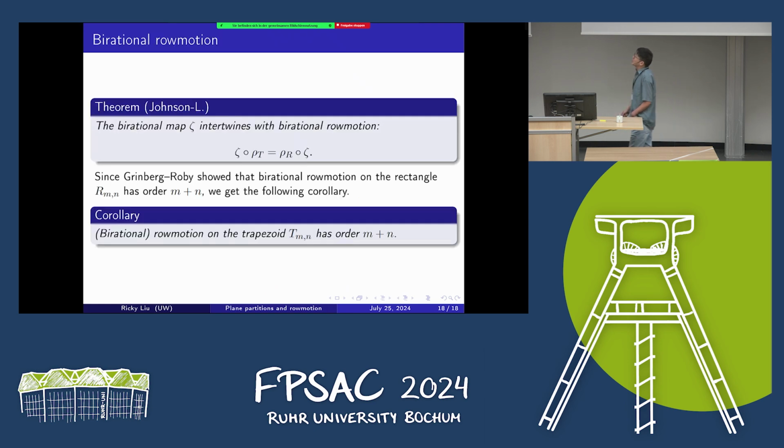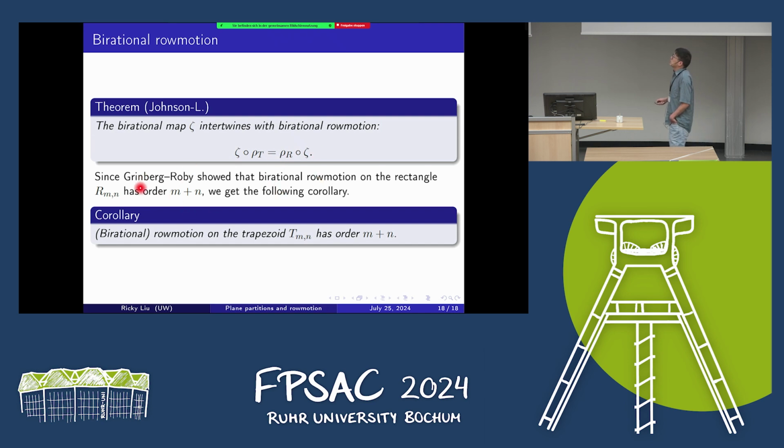With some more work, so this result is a little bit less nice to do, but you can also show that this map intertwines with birational rowmotion. This is not really clear because even though the map is defined in terms of rowmotion on the rectangle and the trapezoid, the posets are a lot bigger, and so it's not clear how rowmotion on the smaller poset is going to interact with rowmotion on the bigger poset, but you can actually prove that it does.